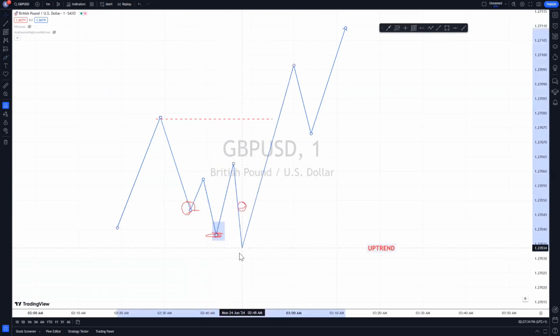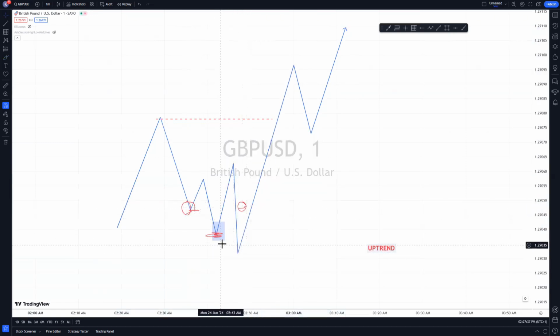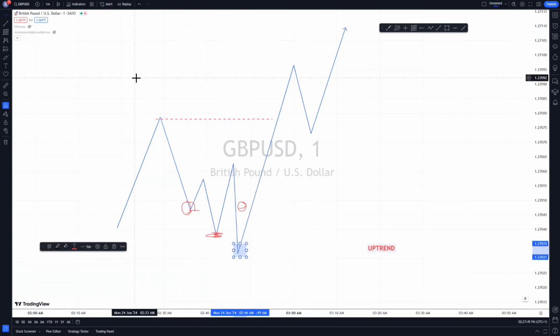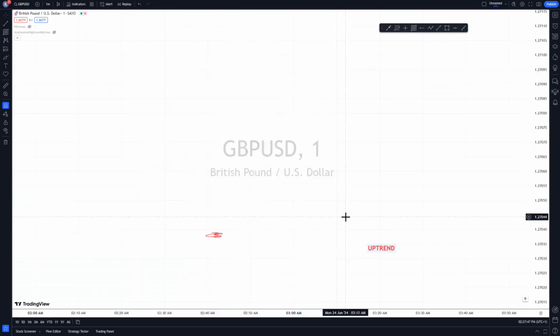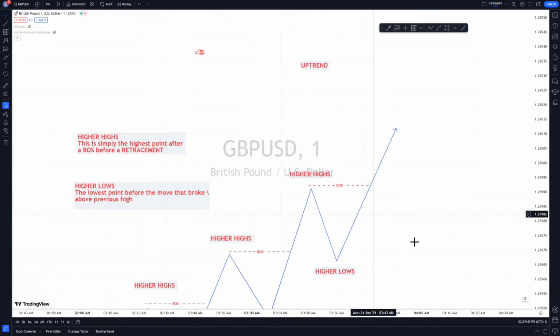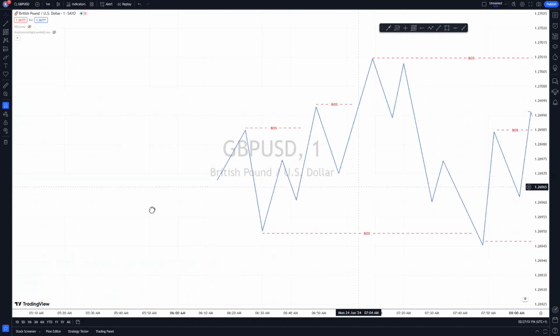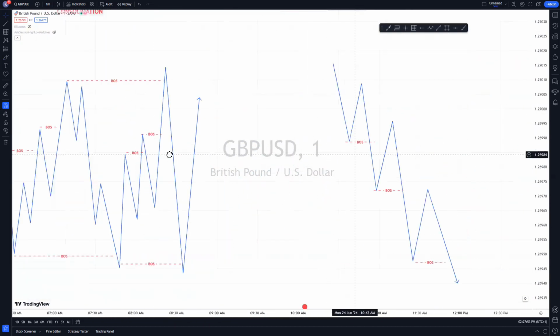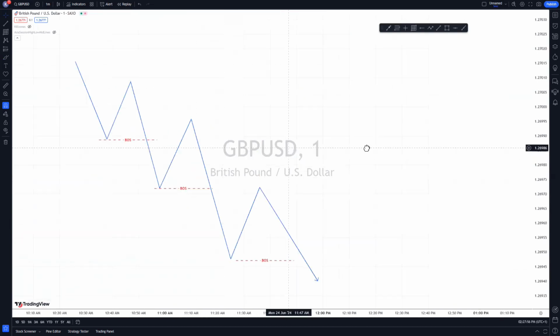But if maybe something happened and we had this like this, then this will now be our higher low, simply because this is now the lowest point before the break of structure. I believe I made myself clear. Now let's proceed with the downtrend, before I get to explain what consolidation is all about.